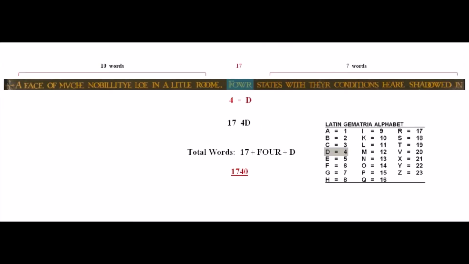The next example, in the middle of the line at the top of the frame, 4 spelled with 2 V's is referring to a number. If you count the words, there are 10 on the left and 7 on the right, totaling 17. With gematria, 4 is equal to the letter D, so we have 174D, a homophone of 1740.